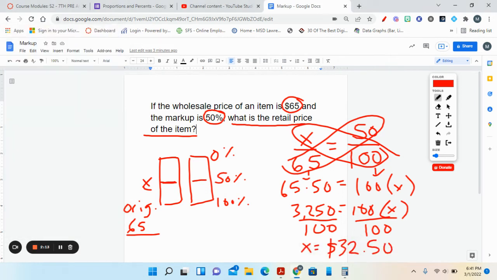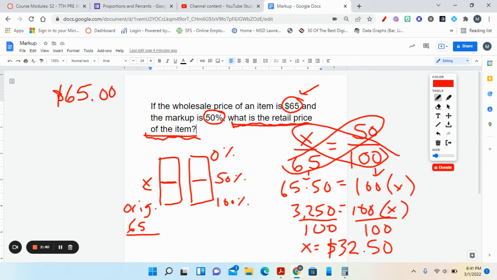Then we need to ask ourselves, what is the question we're trying to answer? We're trying to answer, what are we selling the item for? What are we selling it to Mr. Joe on the street? Would $32.50 make sense for what we're selling it for if we bought it for $65? That doesn't make sense. We need to include the cost we paid.